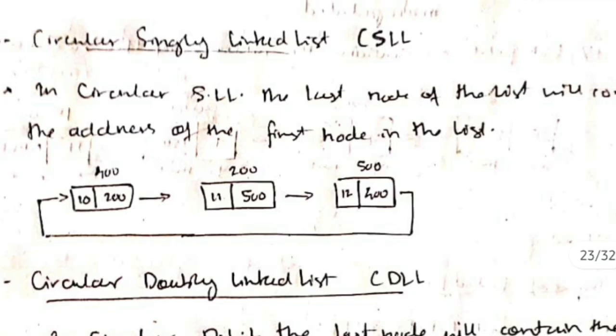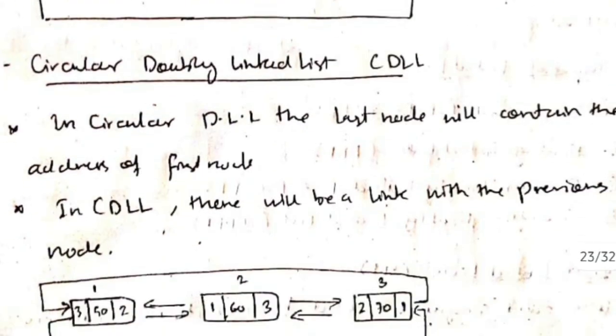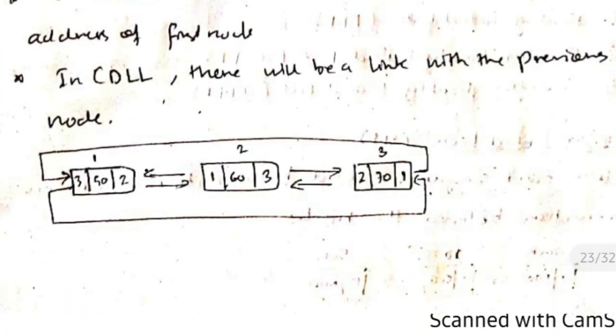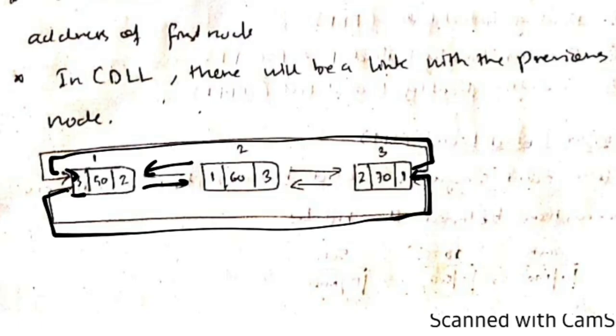Okay, in a circular singly linked list you will have the last node pointing to the first node, and in a circular doubly linked list you will have the previous node's connection and next node connection. And it's circular, so the last node will be pointing to the first node and the previous location of the first node will be pointing to the last node.